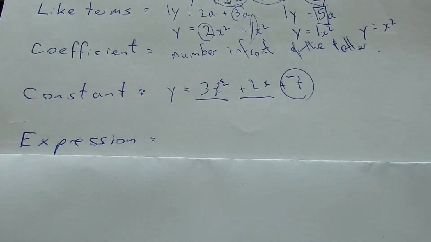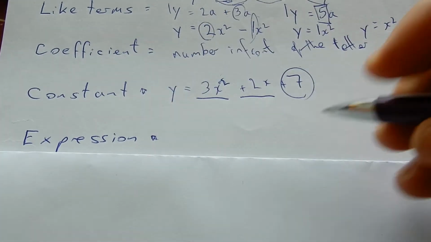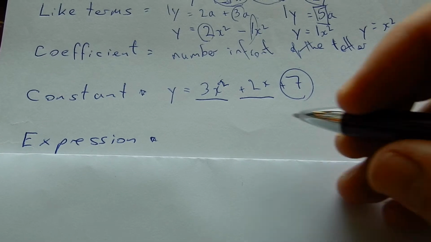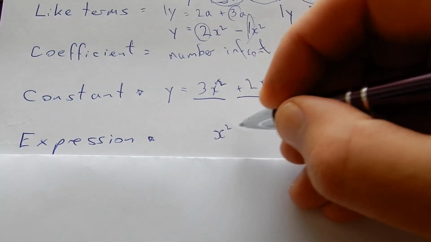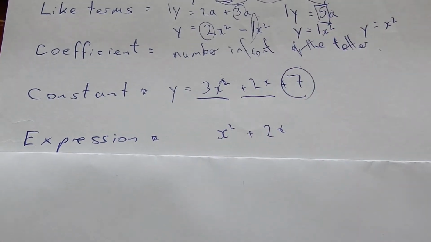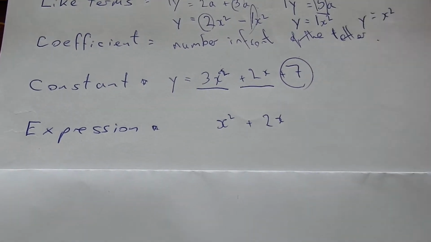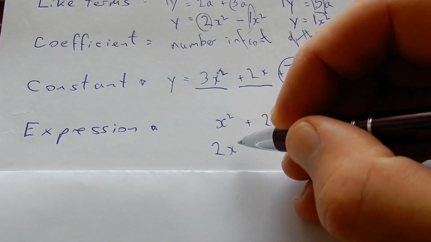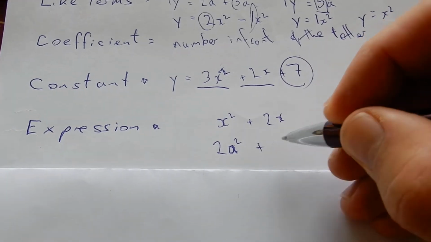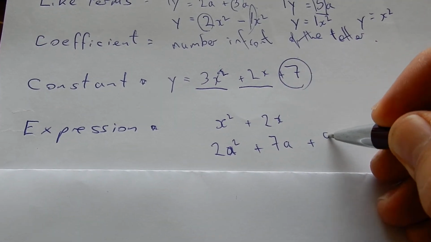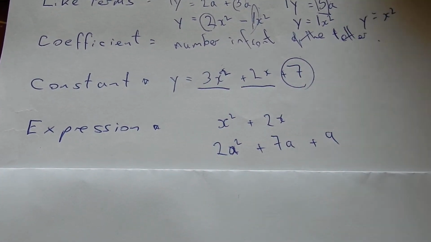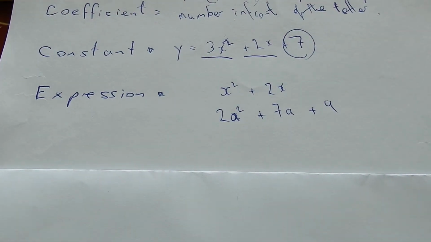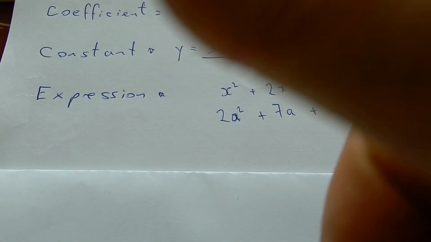An expression is like an equation or formula but with no equals. So x squared plus 2x is an expression. 2a squared plus 7a plus 9, that's an expression because it's got no equals with it. It's not a formula.